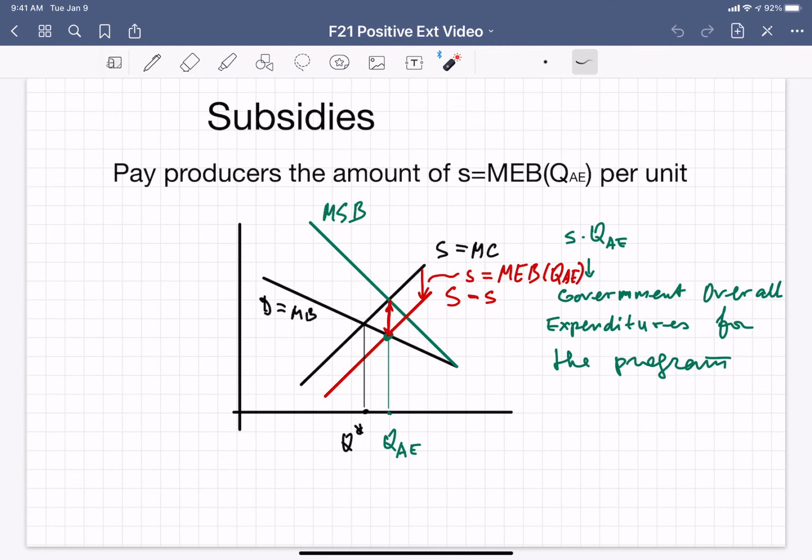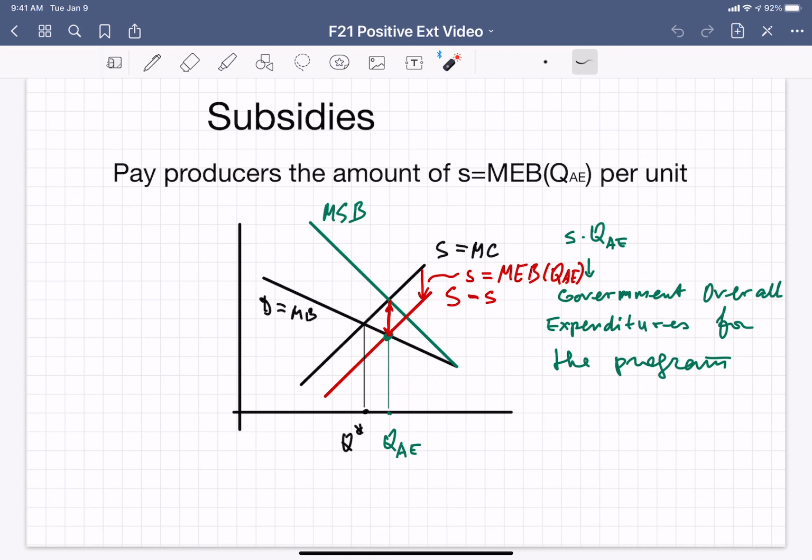So thanks to this money given to them, they feel like this is their cost curve now, or supply curve, again thanks to the subsidies, and then that brings the market to this point, which happens to be the same as the point of allocative efficiency. All right, I hope it makes sense. Again, we'll talk about it in class to clarify things.